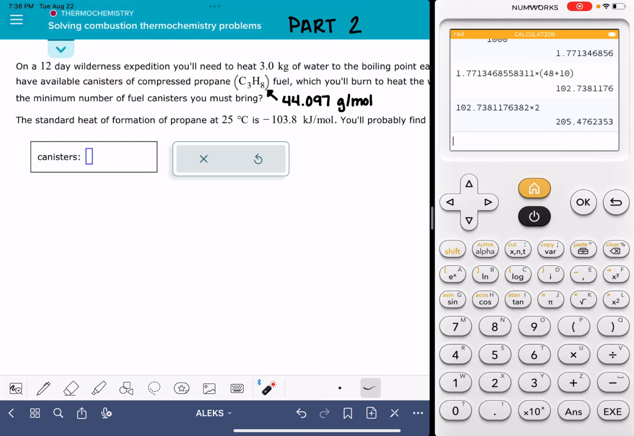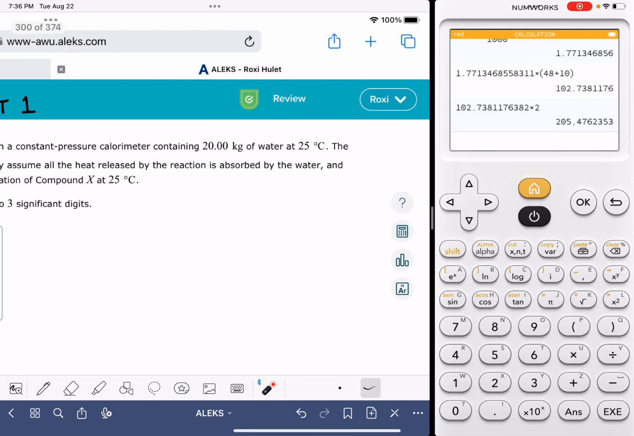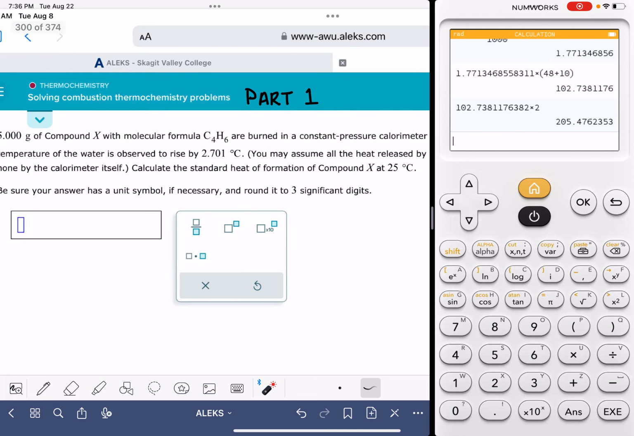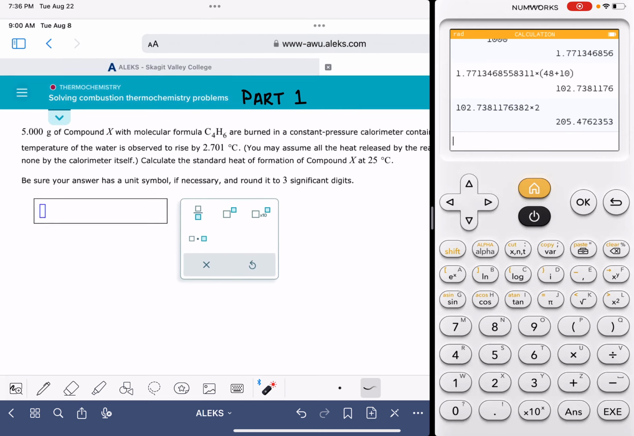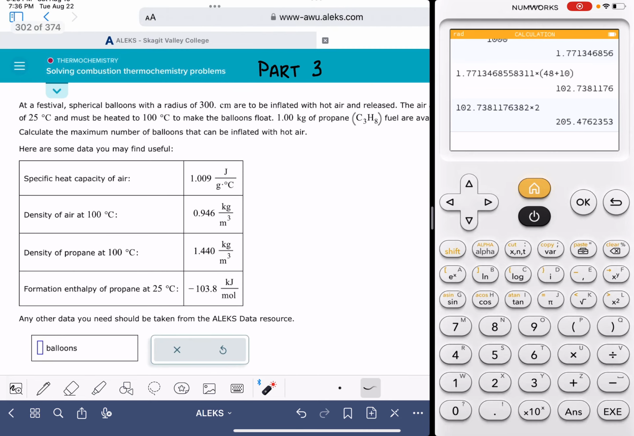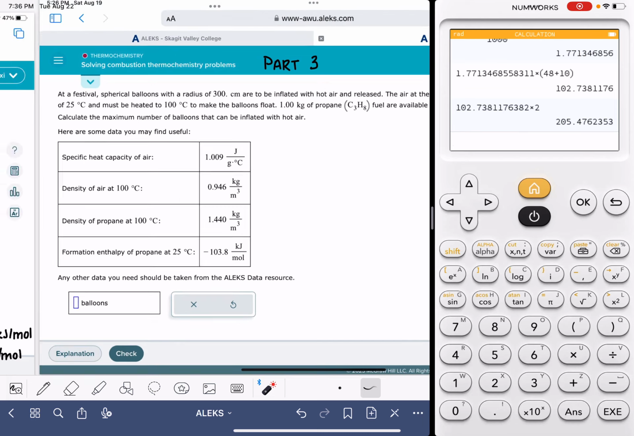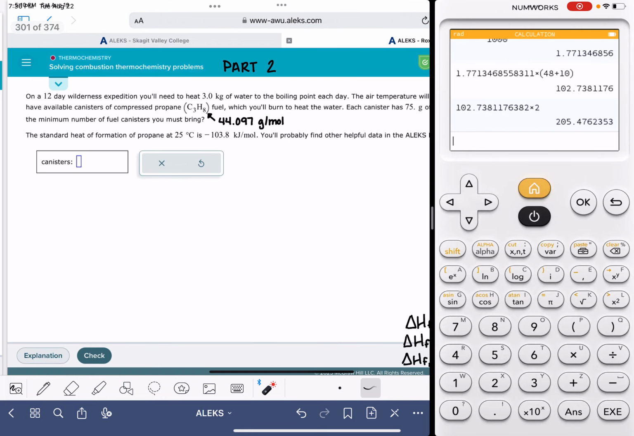wilderness expedition. If you are looking for the version of the problem that's asking you to do some calculations on a molecule that's being burned in a calorimeter, then please look for my video called Solving Combustion Thermochemistry Problems Part 1. That's where you're going to find the tutorial for that problem. And if you are solving this problem and you've got a data table that looks like this, then look for my video Solving Combustion Thermochemistry Problems Part 3. That's where I'm going to go over how to solve that particular problem.